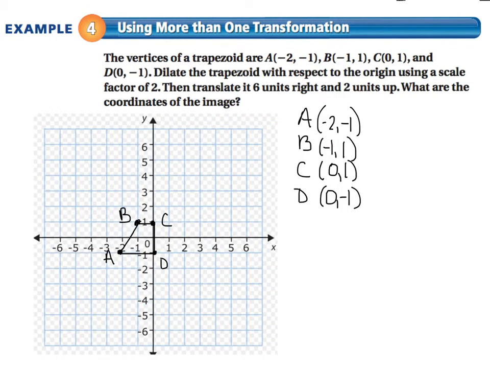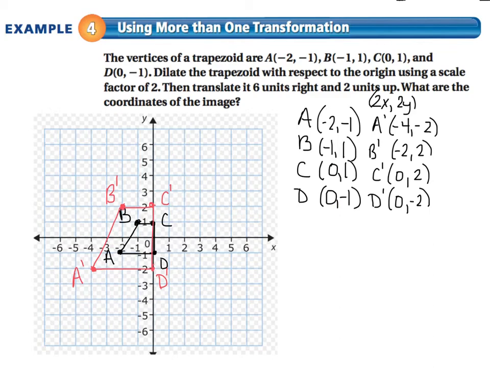Now I've listed the ordered pairs right here. The first thing we have to do is dilate the trapezoid with respect to the origin using a scale factor of 2. That means my new ordered pair is going to be (2x, 2y), which means A prime is going to become what? I multiply by 2, that gives me (-4, -2). Good. B prime. Fill out the rest. So I've drawn that trapezoid in red.